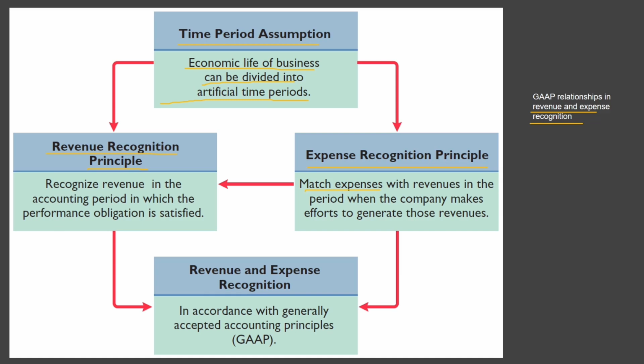In expense recognition, we match the expenses with the revenues in the period when the company makes efforts to generate revenues. So when this is done, we have recognized the expenses, and these are connected. If the revenue is recognized in the accounting period in which the performance obligation is satisfied, then we will see the expenses follow the revenues.